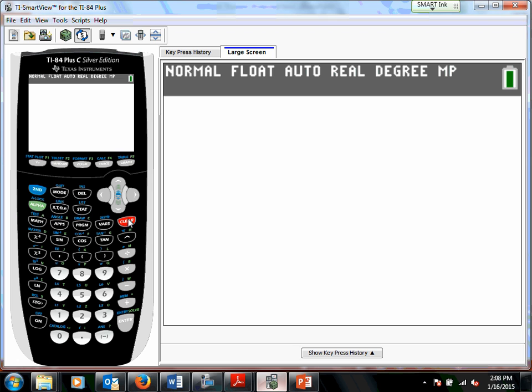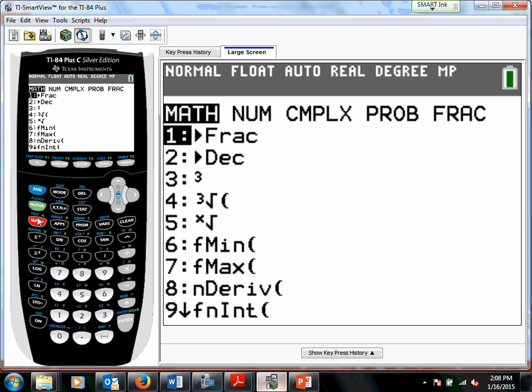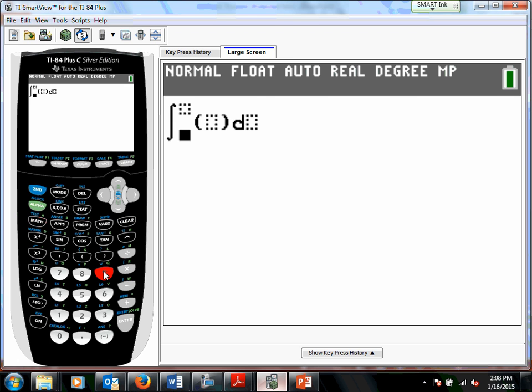Okay, let's stick with integrals and then we'll come back to taking a derivative on your calculator. So what I want you to do is go to math and hit 9. That's the function integral. Okay, so hit math 9. Now, if you have a cool calculator like me, it pops up like this. If you have an 83, this is not how it pops up. Okay?